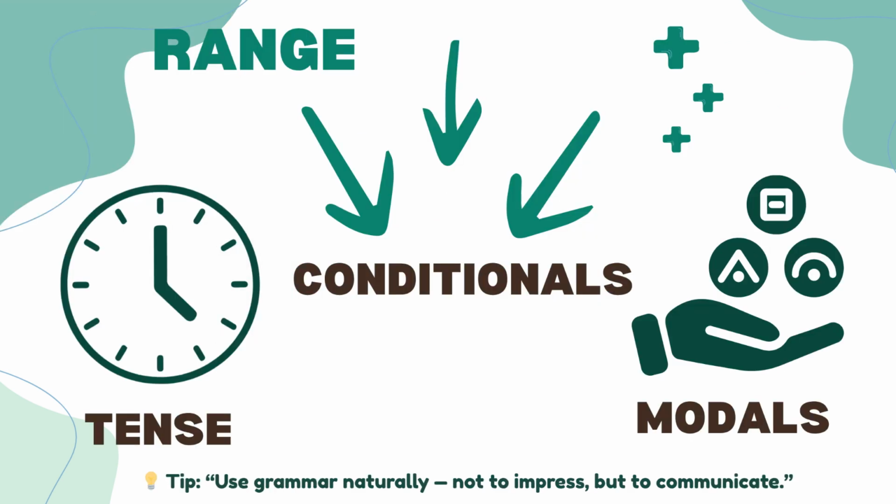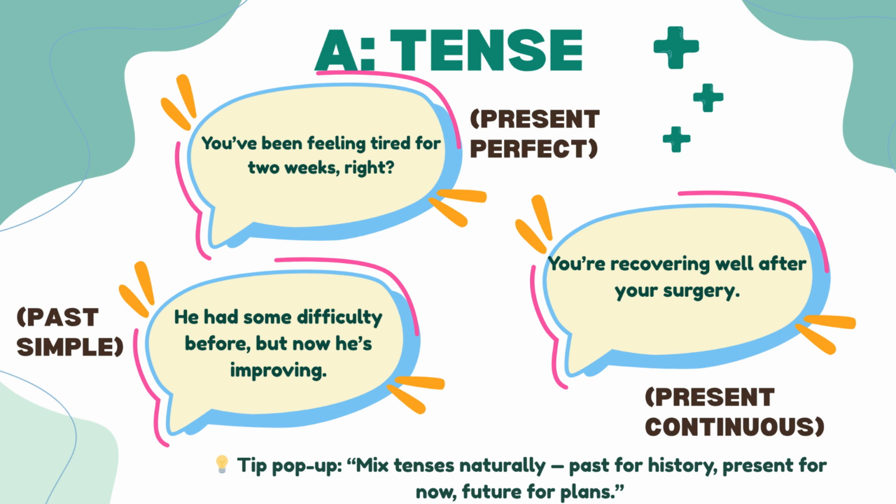Range means using a variety of grammar structures, not just simple sentences. This includes tenses, modals, and conditionals. For tenses, use different tenses to show time. Role-play examples: You've been feeling tired for 2 weeks, right? Present perfect. You're recovering well after your surgery. Present continuous. He had some difficulty before, but now he's improving. Past simple. Tips: mix tenses naturally. Past for history, present for now, future for plans.